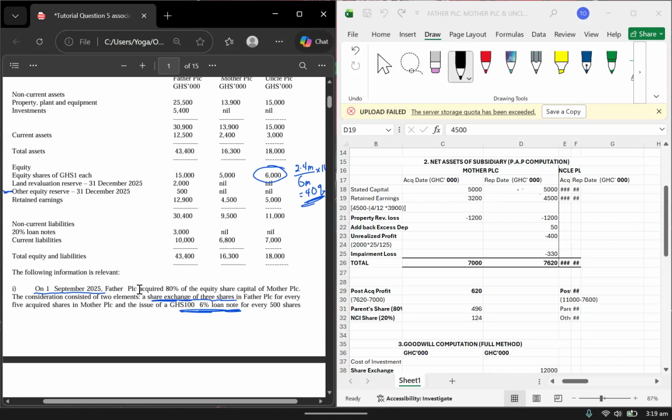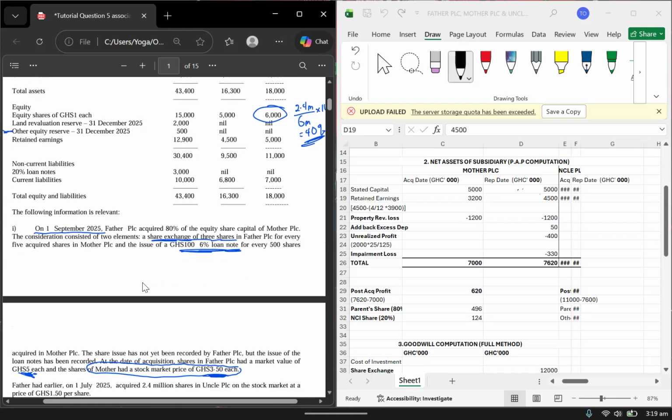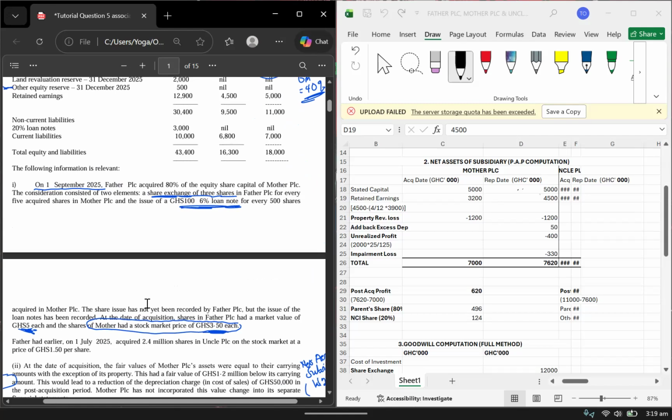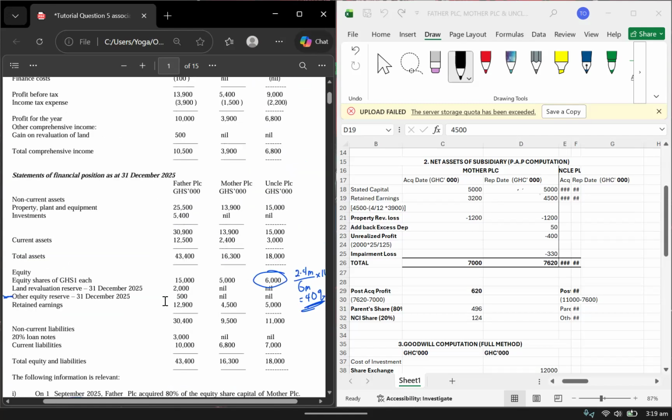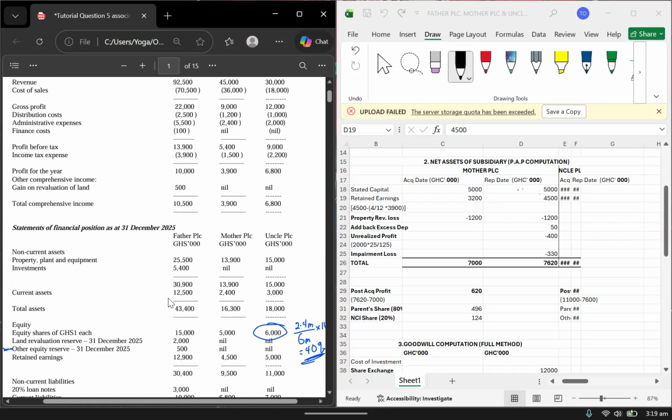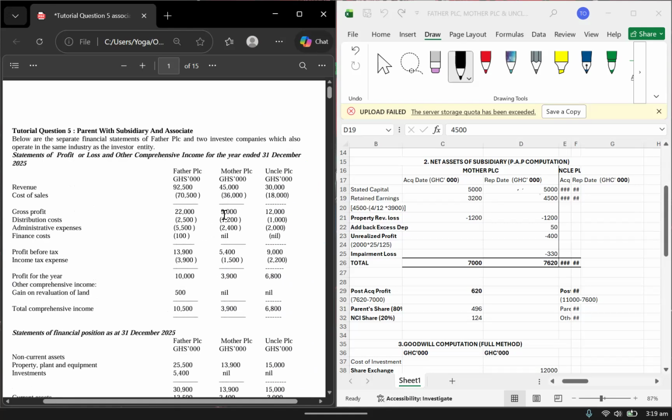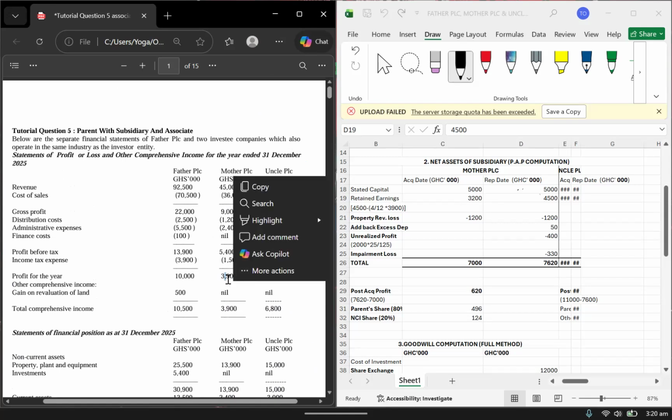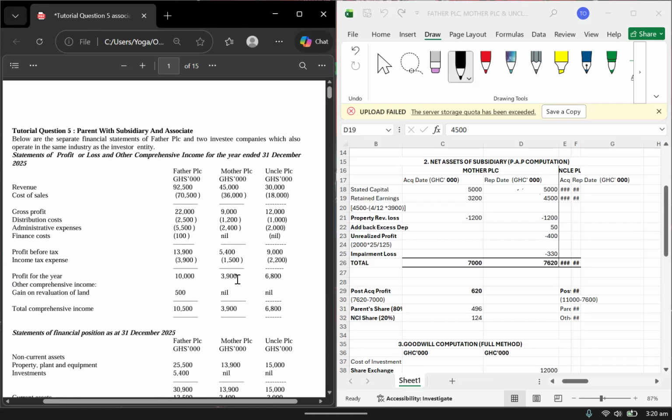And first, Mother PLC acquired 80%, and so on. The retained earnings wasn't given. So in that case, we have to consider the profits for the period. The profits that Mother PLC, the one in the middle, made for the year is what? 3,900. Right, 3,900. So if you subtract this 3,900 from the 4,500, you will get what?